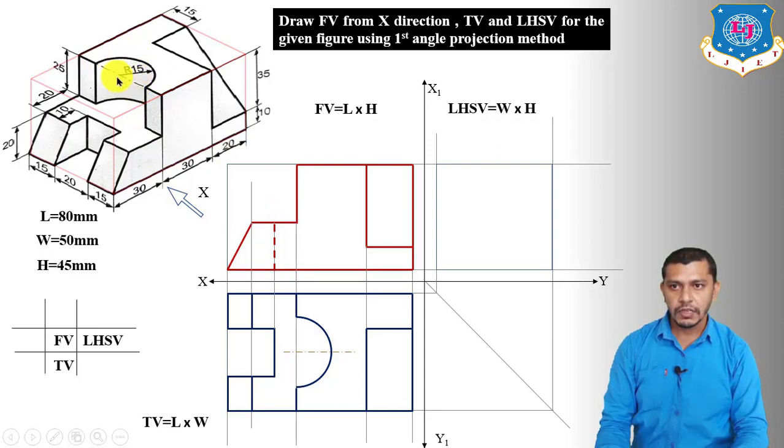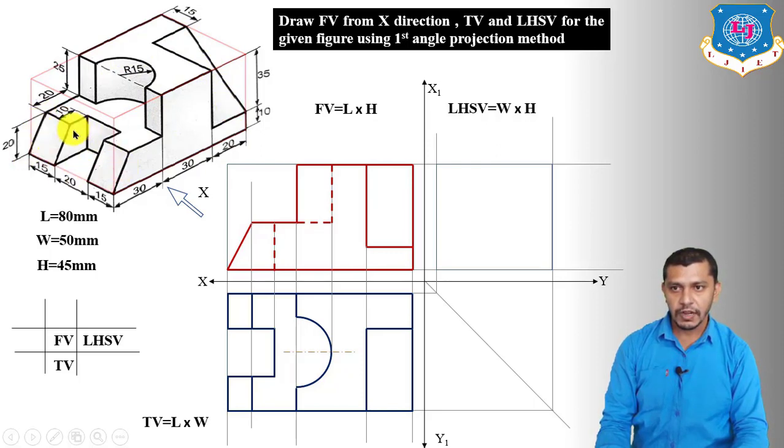Now we have to draw the part of the circle. For that, project this edge like this, and it will give us a rectangle by the hidden outline like this. So this is the hidden outline of this circular hole. This will be our front view and this will be our top view. Now we have to draw the left hand side view, and in the left hand side view, first of all we will draw this part, then we will draw this part, and then we will show this inclined face in the left hand side view.